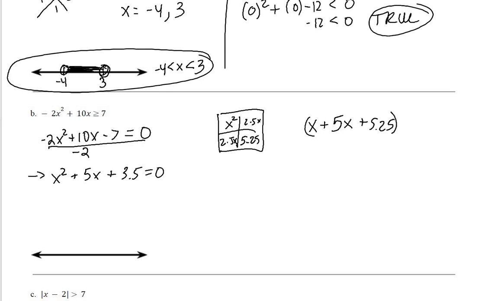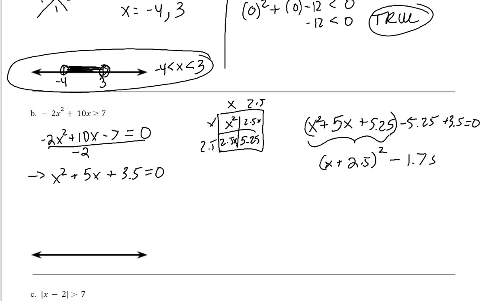5.25. And then, sorry, this should have been x squared. And I have to subtract that 5.25 so that I'm not changing the value of my equation. And then I have plus 3.5 equals 0. This part is my square, x plus 2.5, x plus 2.5, and can be rewritten as x plus 2.5 squared. And then I have that minus 1.75 equals 0. Okay, I'm going to solve this by adding 1.75 to both sides.